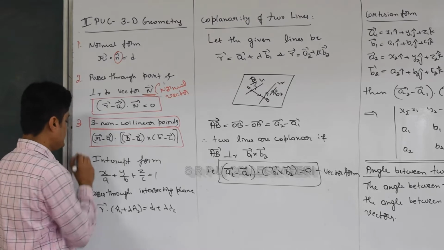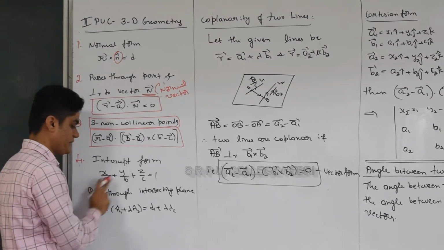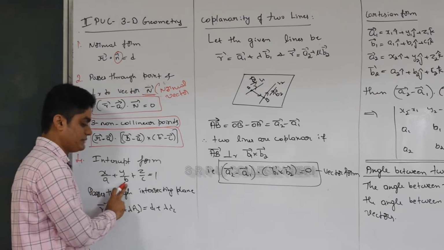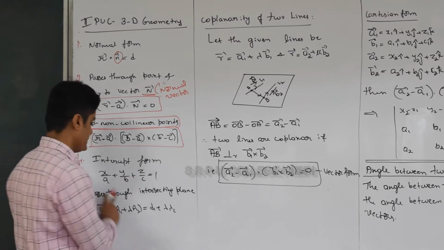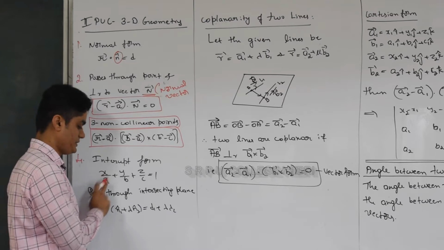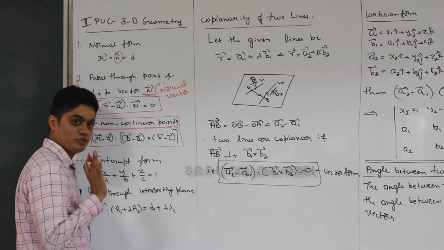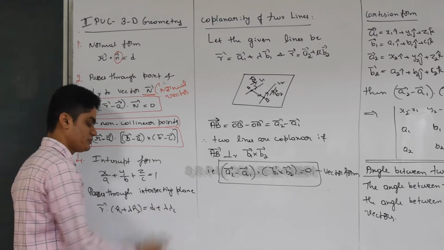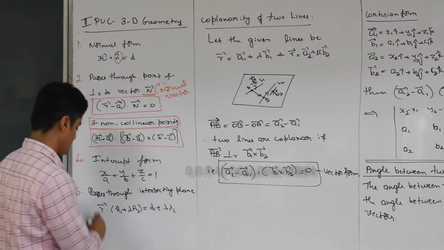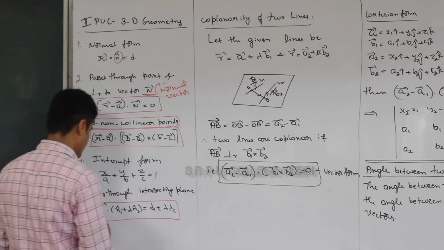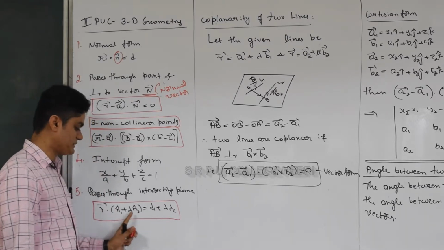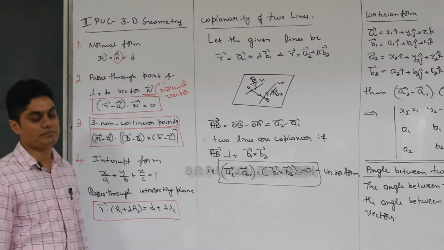The next one is the intercept form: x by a plus y by b plus z by c equals 1, where a, b, c are the x intercept, y intercept and z intercept. Remember that. As the fifth one, the equation of the plane passing through the line of intersection of two planes. Its vector form is vector r dot (n1 plus lambda times n2) equal to d1 plus lambda times d2.